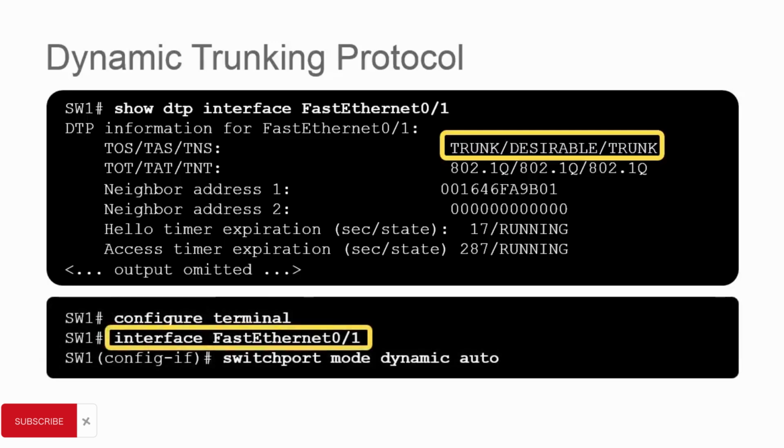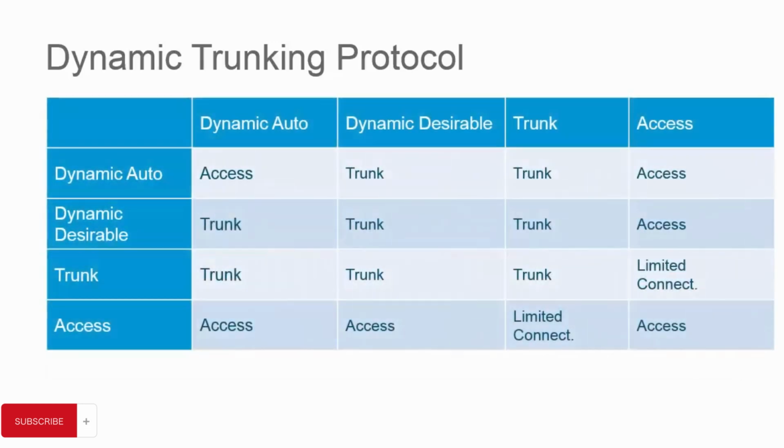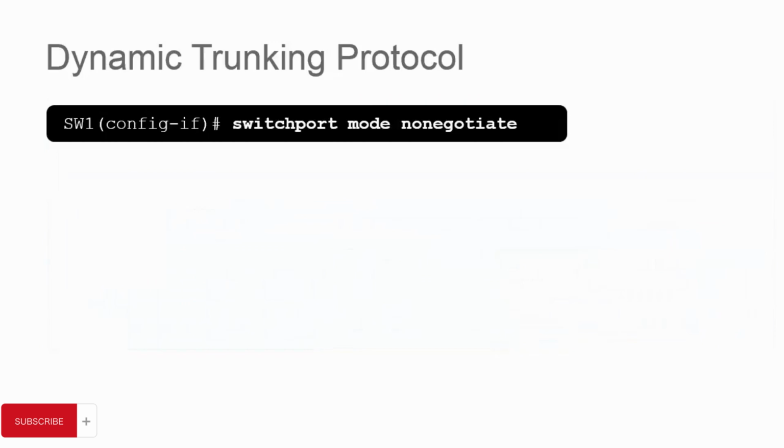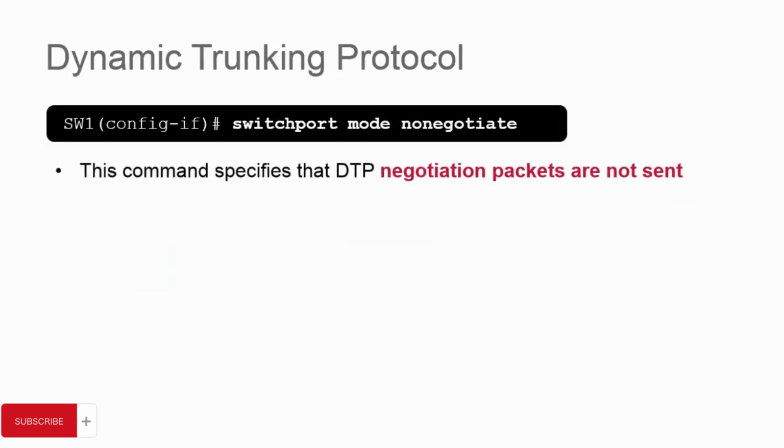Now, DTP is a neat protocol, but still, it's not recommended to use it when building trunk links. You should configure trunk links statically whenever possible. What you can also do is configure the DTP mode to turn off the protocol. The switchport nonegotiate interface command specifies that DTP negotiation packets are not sent. This means that the switch does not engage in DTP negotiation on this interface.